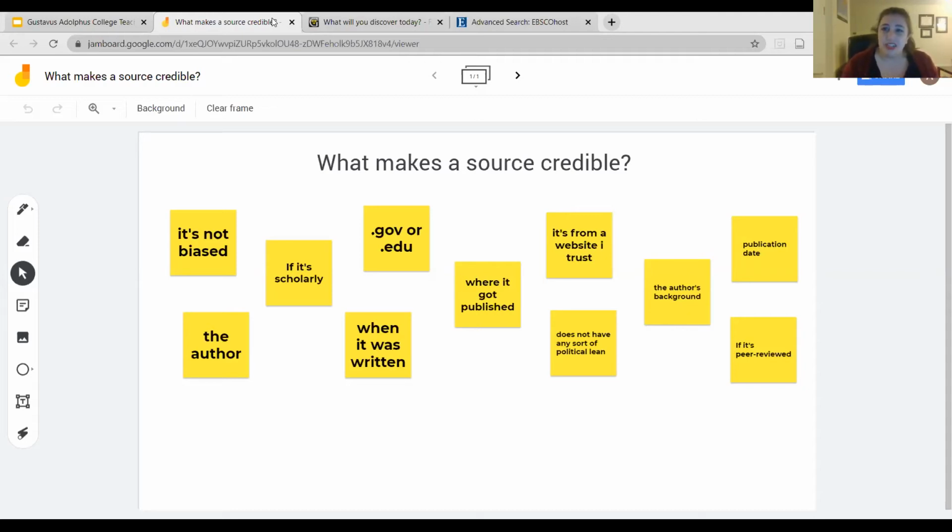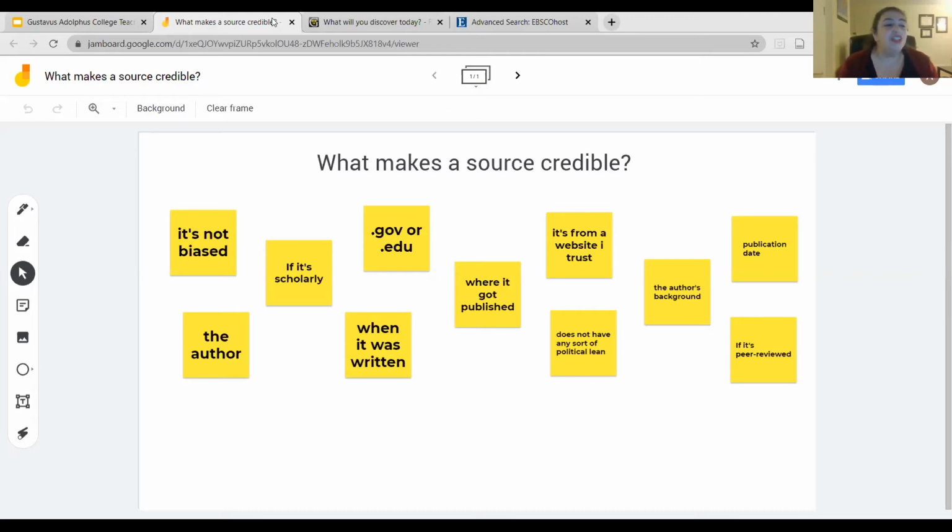Is the information that you are looking at out of date at this point? So a few people also mentioned that where a source was published is important for determining the credibility. Was it published in an academic journal? Or is it from a newspaper? Or is this from somebody's personal blog?